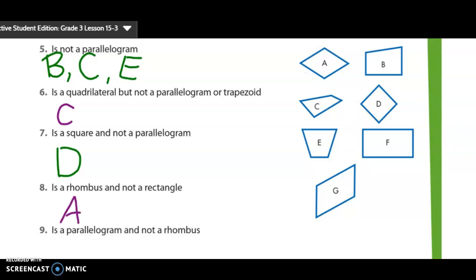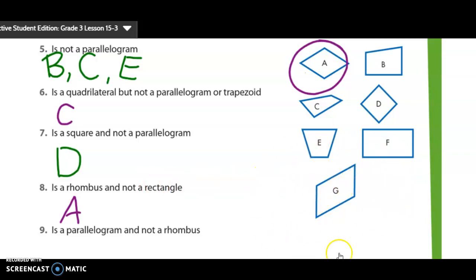Let's see if any others would be. B is not a rhombus because it does not have four sides of equal length. Neither does C. D is a rhombus, but could D also be considered a rectangle? Yes, it could be. So we can't include that. E, nope, that's a trapezoid. It would definitely only has one set of parallel lines. F is not a rhombus, I'm sorry, because it doesn't have four sides that are the same length. So we can't include that. It's also a rectangle, so we definitely can't include that.